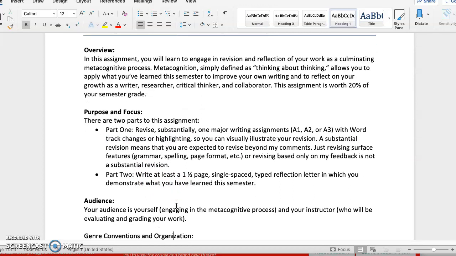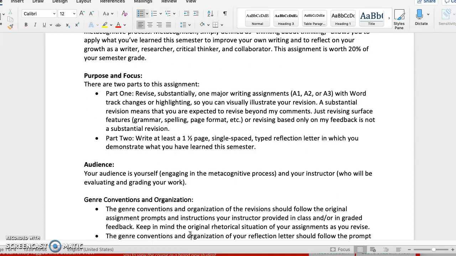The audience is yourself because you're going to be engaging in the metacognitive process. We'll do a reading assignment on what metacognition means, so we've talked about it a couple of times before. And your instructor, that's me, is going to be evaluating and grading your work in terms of the thoughtfulness and substance of your revisions, as well as the thoughtfulness and substance of your letter. So you'll be receiving one grade on your portfolio of revisions and your letter, and that grade is worth 20% of your semester grade. So this grade will not be replacing your old assignment grade, but it is worth a lot, and I consider effort in this assignment.